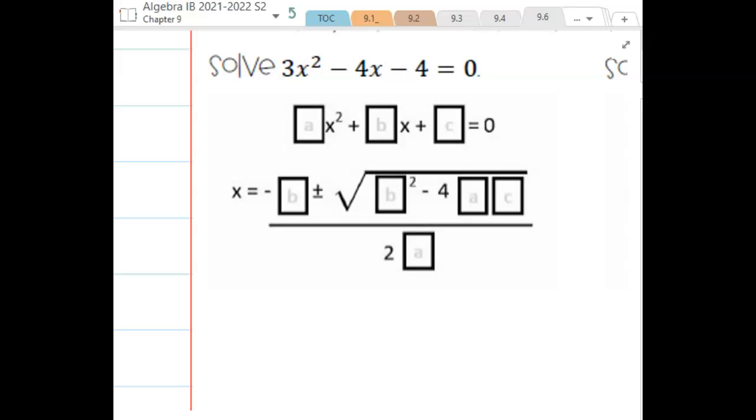So the first thing I need to do is figure out what a, b, and c are. And we are going to get those from our equation. A is the number in front of your x squared. So if you look at your equation, my x squared is right there, which means my a is 3. B is the number in front of your x term. So in this case, paying close attention to the signs, my b is negative 4. And c is going to be that constant. It's going to be the number that's not attached to a variable. Once again, paying close attention to the signs, my c is negative 4.